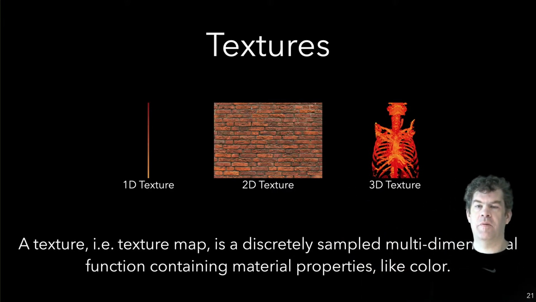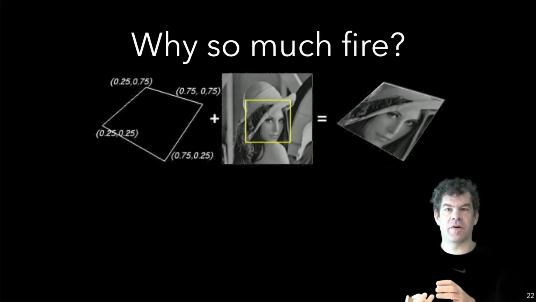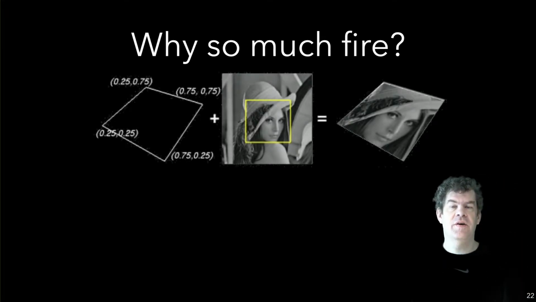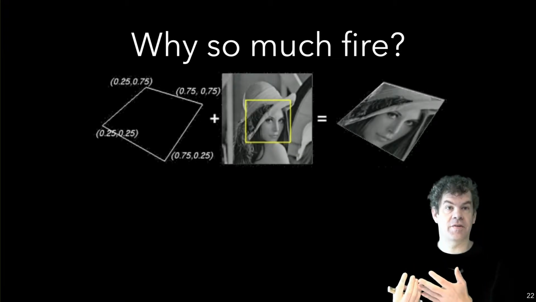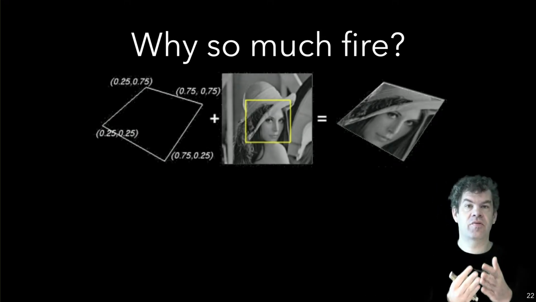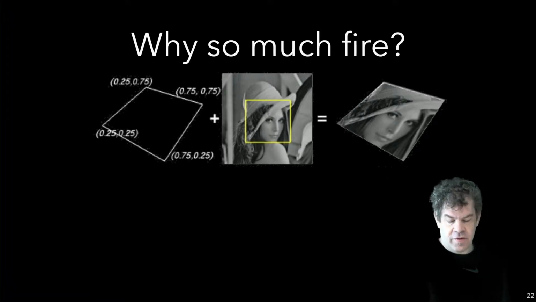Okay, so how does this work? How do we apply these 1D, 3D, 2D, whatever D textures, really? So the idea is that instead of interpolating the values that we see on the object directly, we interpolate an auxiliary data structure that's called texture coordinates, and then use that to map the texture to the object. So here's a very simple example.